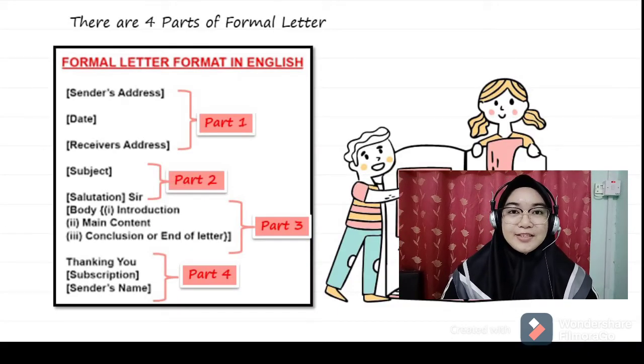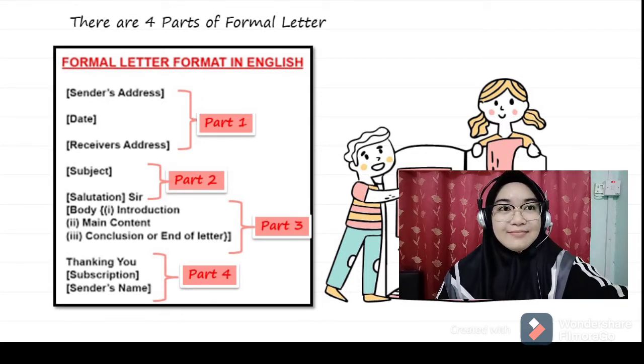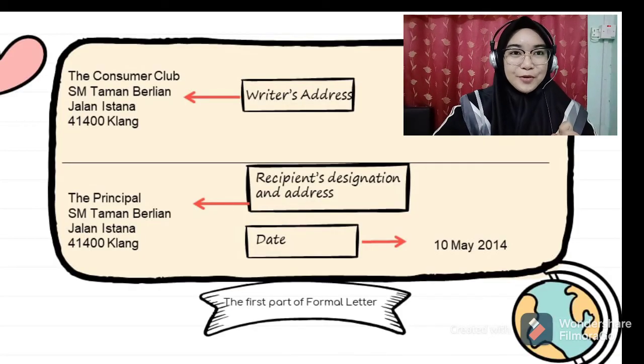Dear students, this is the structure and the format for formal letter. There are 4 parts of formal letter that you have to remember. We will go through each one of them so it will be easier for you to remember and understand. The first part of formal letter consists of the writer's address, horizontal line, recipient's designation and address, and the last one is the date. Students, do you remember the structure I showed you earlier?